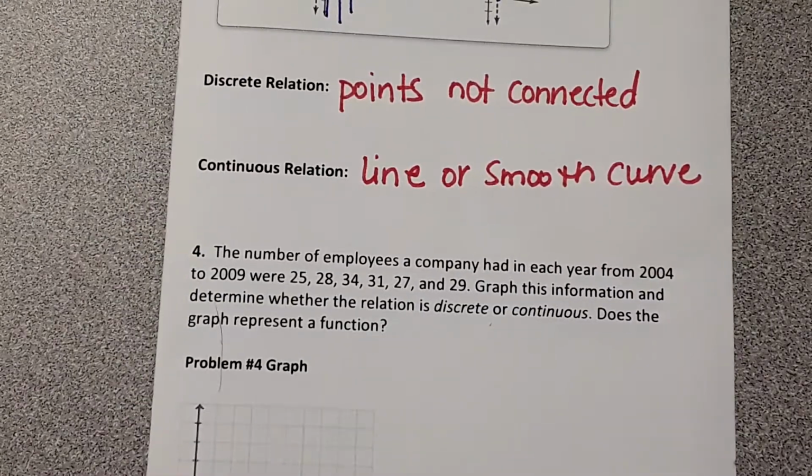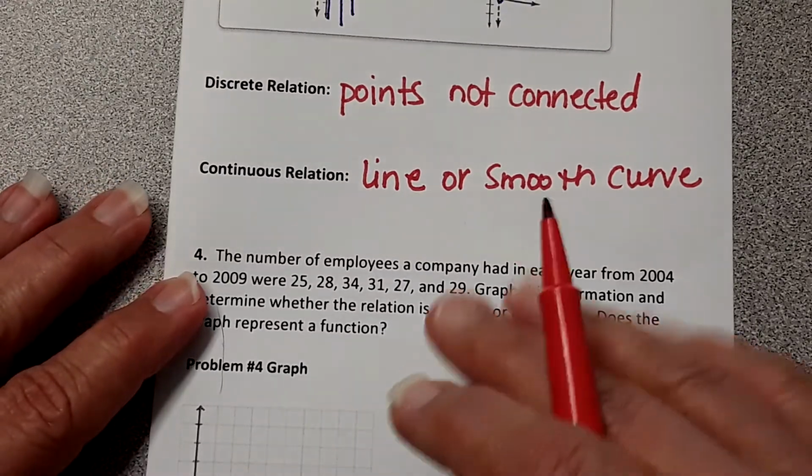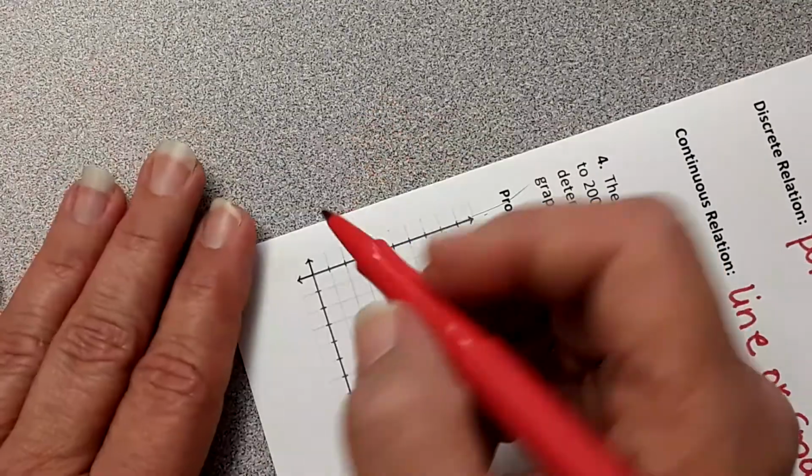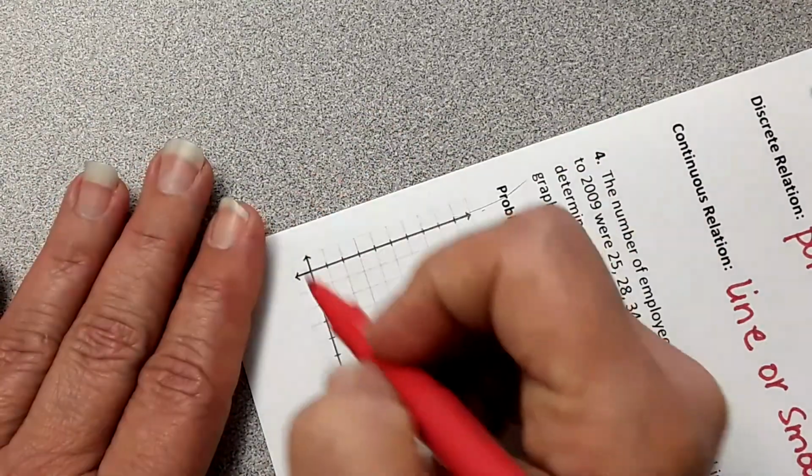So what we're going to do now is we are going to do this problem right here. The number of employees a company had in each year from 2004 to 2009 were 25, 28, 34, 31, 27, and 29. We're going to graph this information and determine whether the relation is discrete or continuous. Does the graph represent a function? So, you guys ready? I am. Yay. So on the bottom, I'm going to move my chart so I can do this. It starts at 2004, goes to 2009.